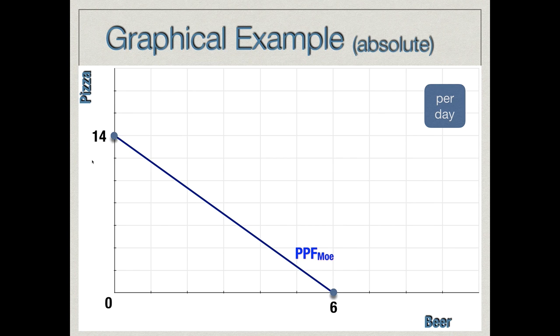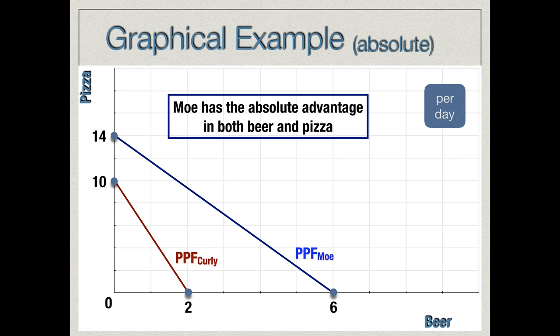One, using his time and resources exclusively to make pizza, so 14 pizzas in a given day when that's all Mo is producing. And 6 beers per day for Mo when he spends all of his time producing beer. Now we have to compare this to another individual, and here we have the production possibilities frontier for Curly. If Curly spends the entire day producing pizza, he can produce 10 pizzas, and if he spends all of his time producing beer, he can produce 2 beers in a given day.